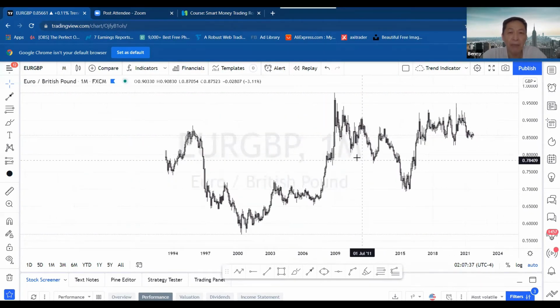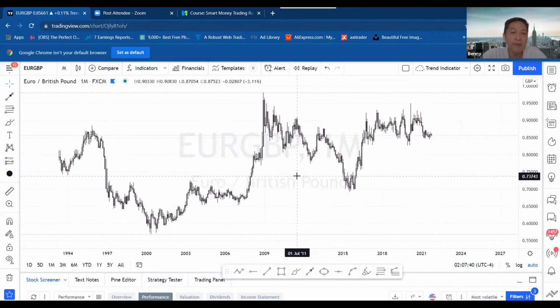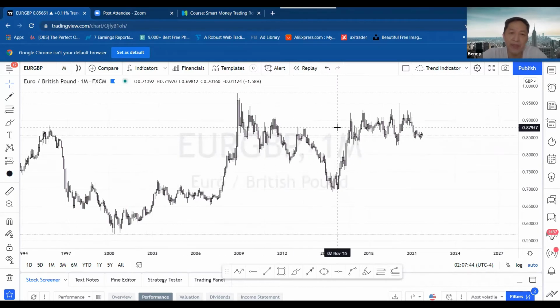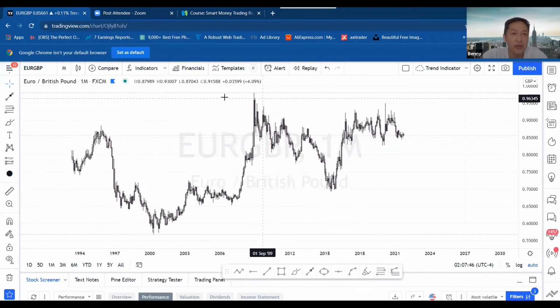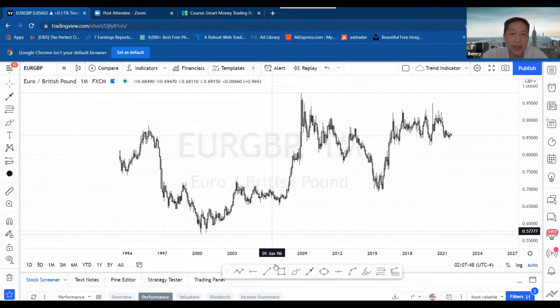Okay. Now in the monthly time frame, the first thing we're going to do is identify trend. Now there are different ways that we can identify trend. Some people use moving average, which we don't use. Now typically I like to use this.